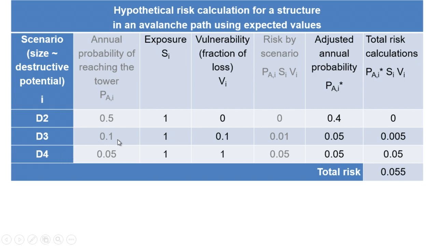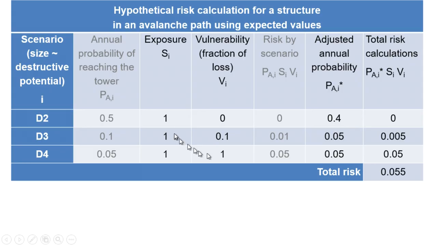So we take this 0.1, subtract the 0.05, and we get 0.05 for the adjusted annual probability. Similarly, for the D2 avalanches, which occur about once every 2 years, we do not want to include the risk due to the D3 and D4 avalanches. So we take the 0.5, we subtract these two 0.05s, and we get 0.4 for the adjusted annual probability.